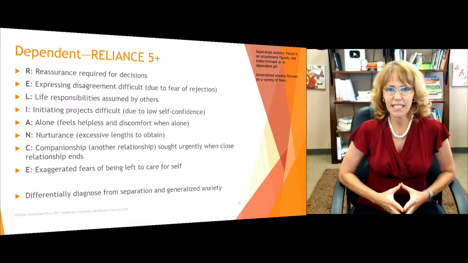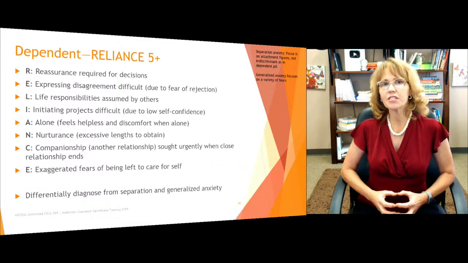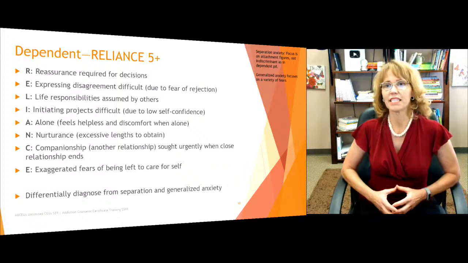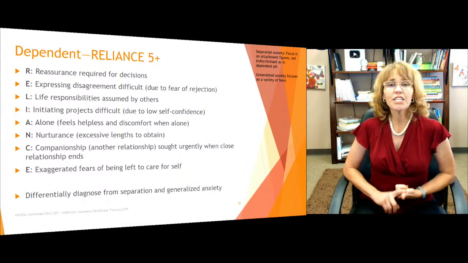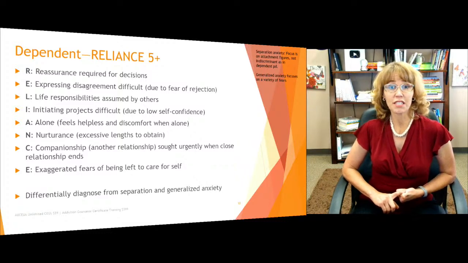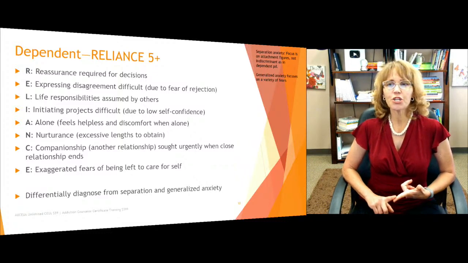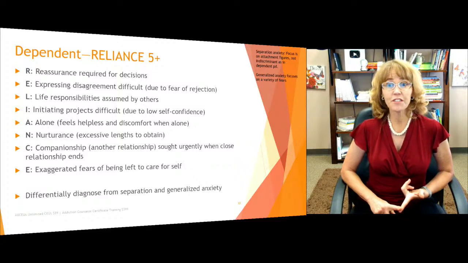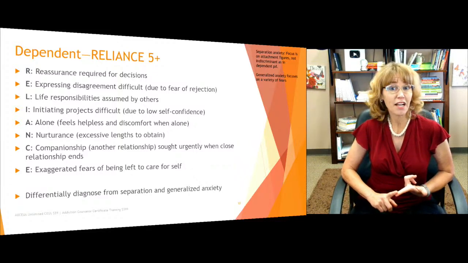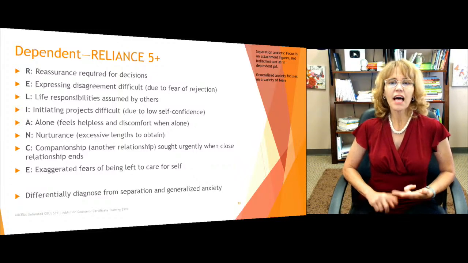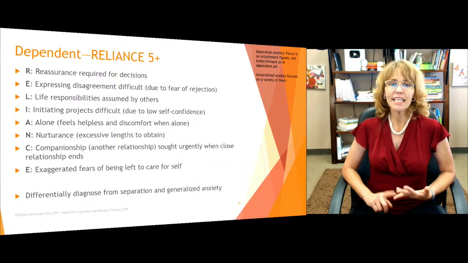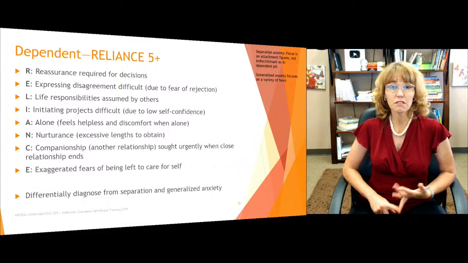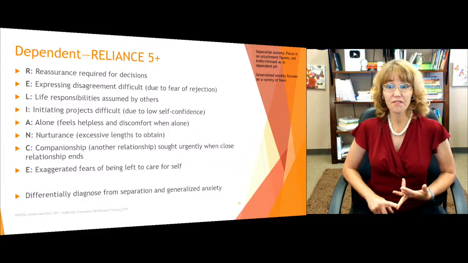Dependent personality. The mnemonic here is reliance. Makes sense. This one you need 5 characteristics. Reassurance is required for decisions. Expressing disagreement is difficult, often due to fear of rejection or punishment. Life responsibilities are assumed by others. Initiating projects is difficult, often due to low self-confidence, low motivation.